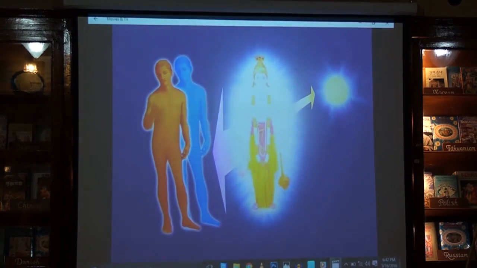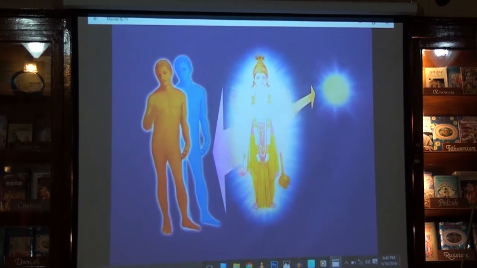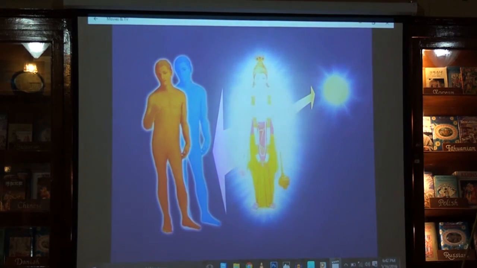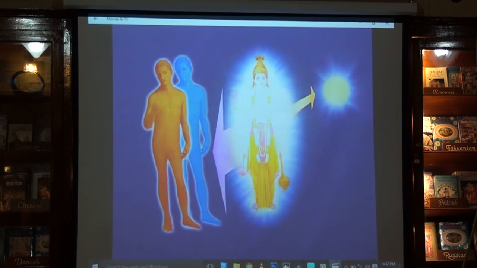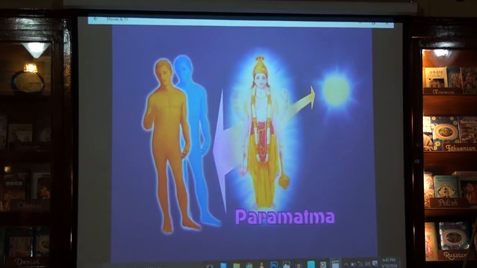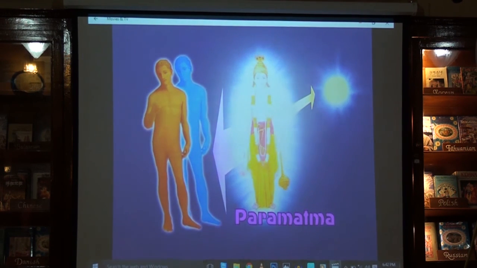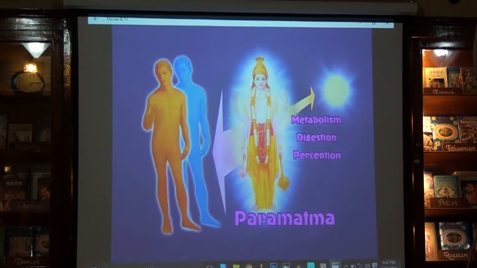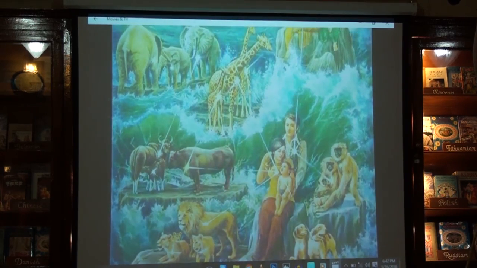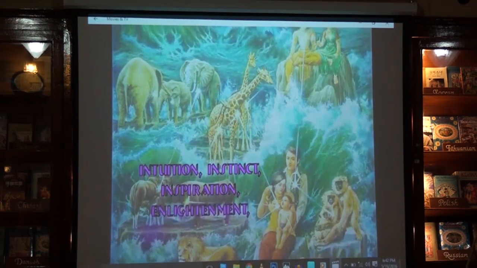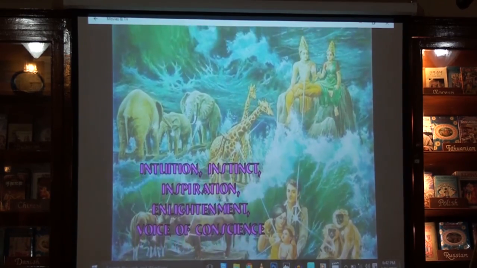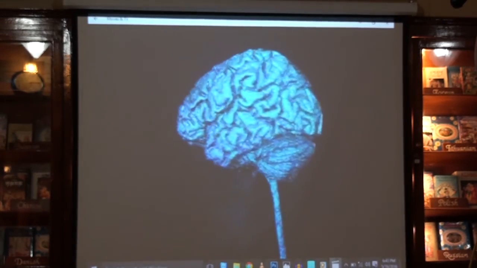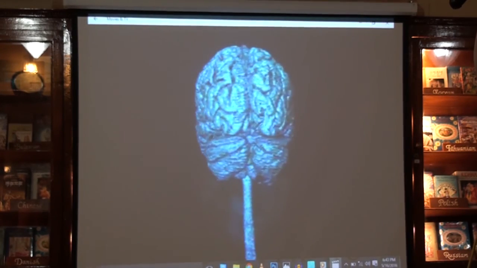In this diagram, we see that between the physical and subtle body on one side and the soul on the other side, there is a shining personality which is connecting the soul and the body. The Vedas call it the superconsciousness or supersoul, Paramatma in Sanskrit. It is due to the presence of superconsciousness in the body that such complex processes as metabolism, digestion, and perception are taking place. The superconsciousness is the source of intuition, instinct, inspiration, enlightenment, and the voice of conscience. These processes are constantly taking place in our body and psyche, but we do not even understand the mechanisms of these processes, so they are taking place without our conscious participation.